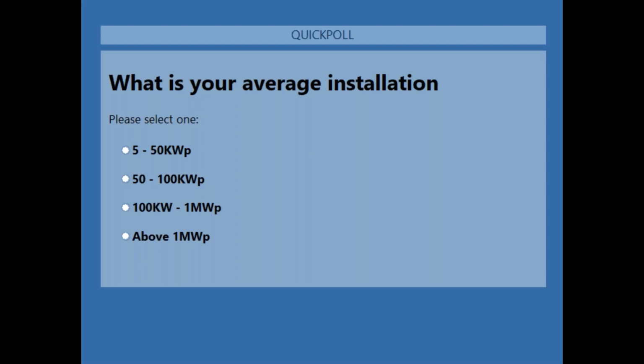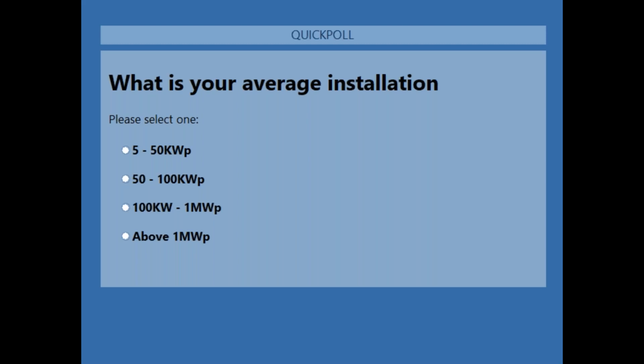And we have a few choices. We have 4 choices here, 5 to 50 kilowatt peak, and then up to 100 kilowatt peak, then from there up to a megawatt peak, and above 1 megawatt. So I will leave the poll on for the next 20 or so seconds, and then I'll close it and share the results with you. And then after that, I'll be heading over to my colleague Cyprian to continue with the next session of this webinar.